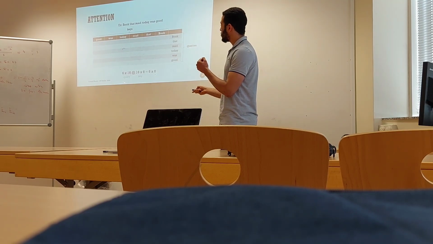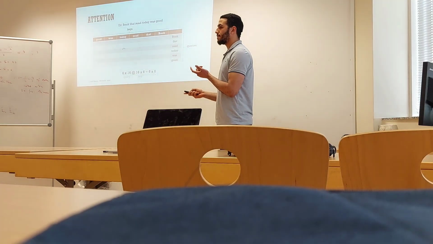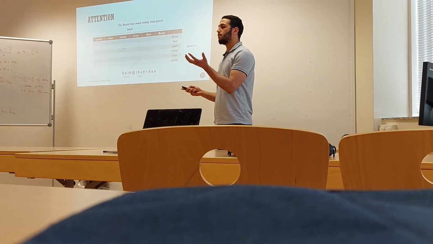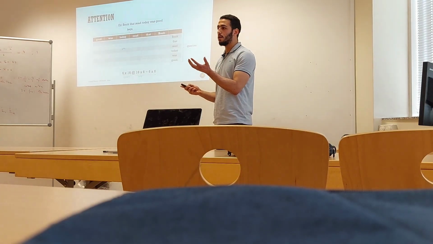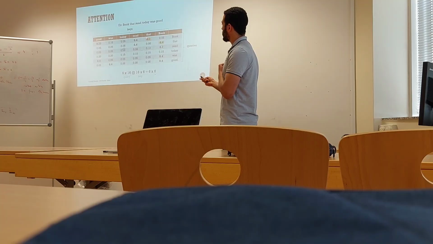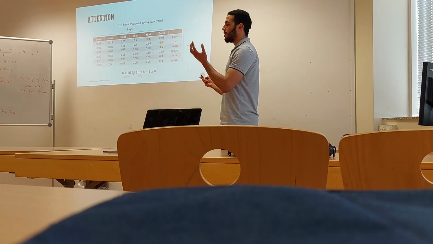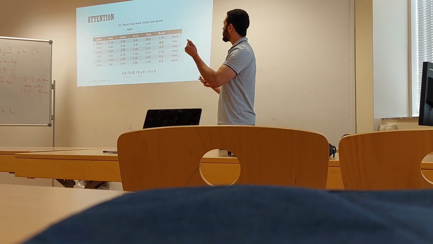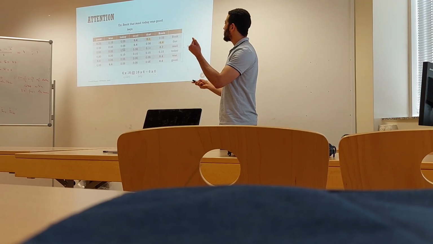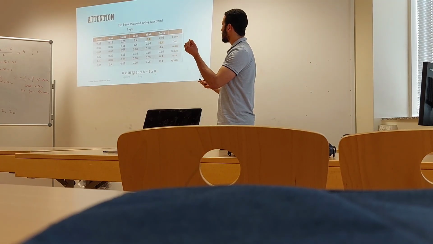So you have a query and a key. What does the query represent? What am I looking for? This is the query. And the key represents what do I contain. For example, if you have the query 'book', the query represents what I am looking for, and the keys represent what I contain.